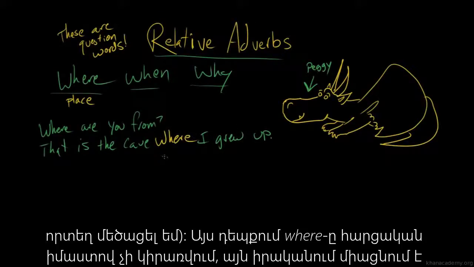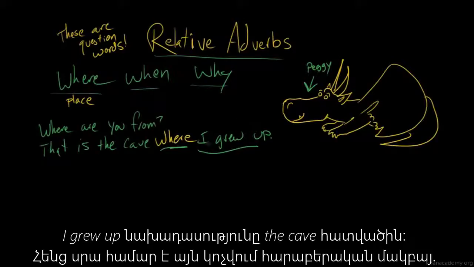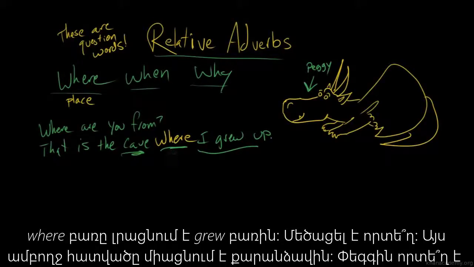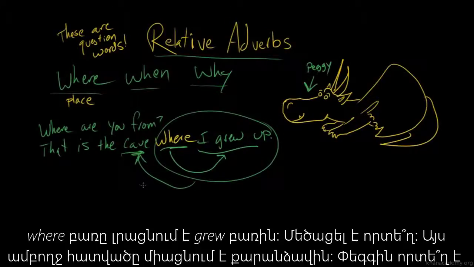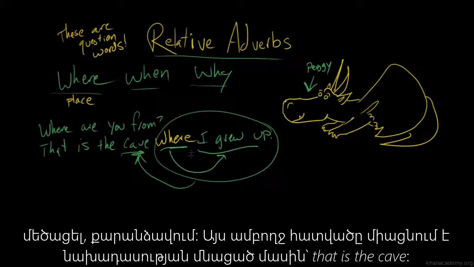And you can see that where here is not being used in a question way. It's actually connecting the clause I grew up to cave. And this is why we call this a relative adverb, because the word where modifies the word grew. It's I grew up where, and it also connects this whole thing to cave. Because where did Peggy grow up? A cave. And it connects this whole chunk to the rest of the sentence. To the sentence being, that is the cave.